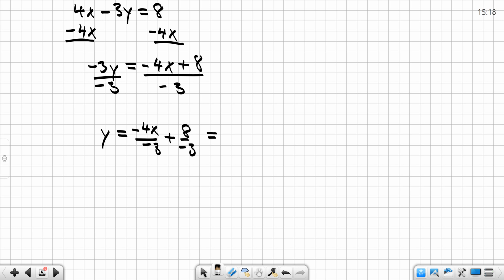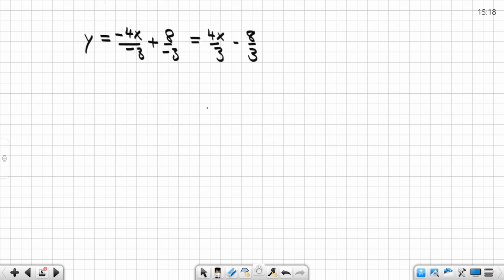And what is this when I simplify this? Negative 4 divided by negative 3, negative divided by negative, that would be a positive. And 8 divided by a negative 3, that's a negative 8/3. Plus a negative number is a negative number. And the x in front, I will write as a coefficient. Y is equal to 4/3 x minus 8/3.